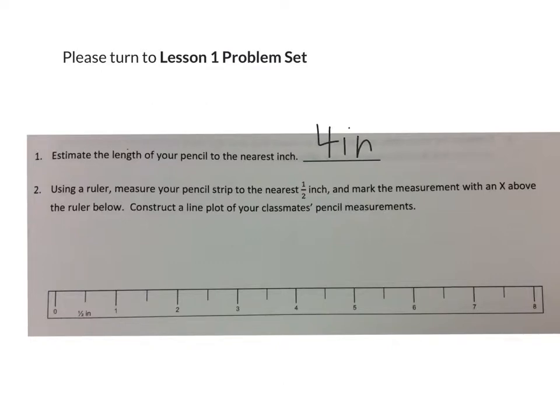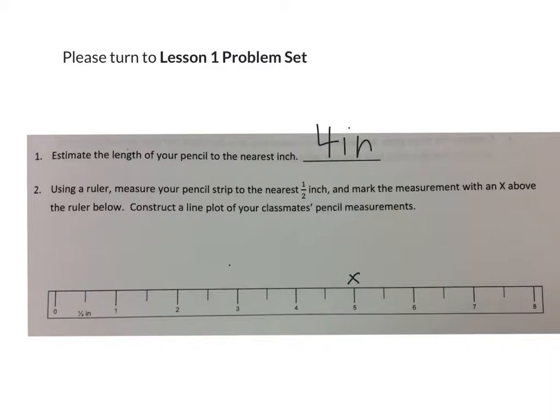Step 2 says, using a ruler, which I just gave you, you measure your pencil strip to the nearest ½ inch. Is the ruler in your workbook a real ruler? No. So you can't use that one to measure it. You have to use a ruler to measure it to the nearest ½ inch. Eyes up at the board for one moment. Since I know my pencil strip was 5 inches, I'm going to make a nice, neat X exactly where it says 5 inches. Go ahead and make your X for your pencil strip.